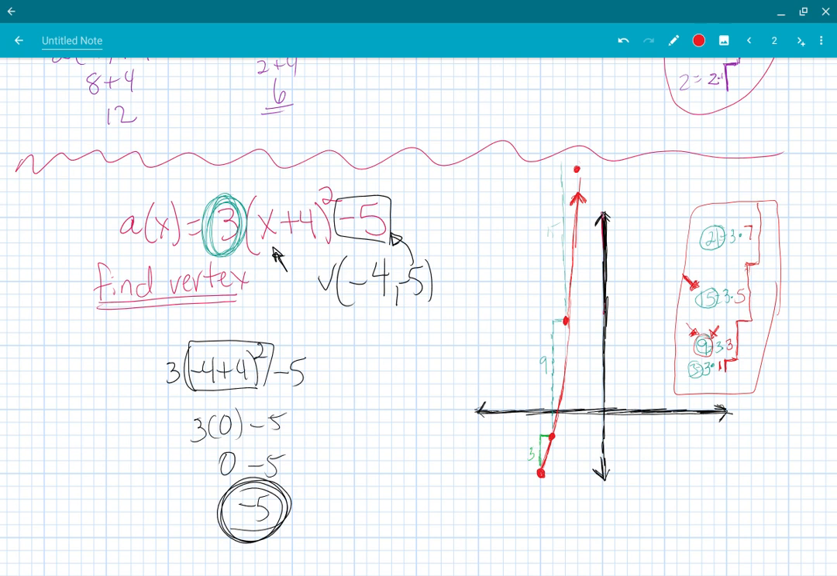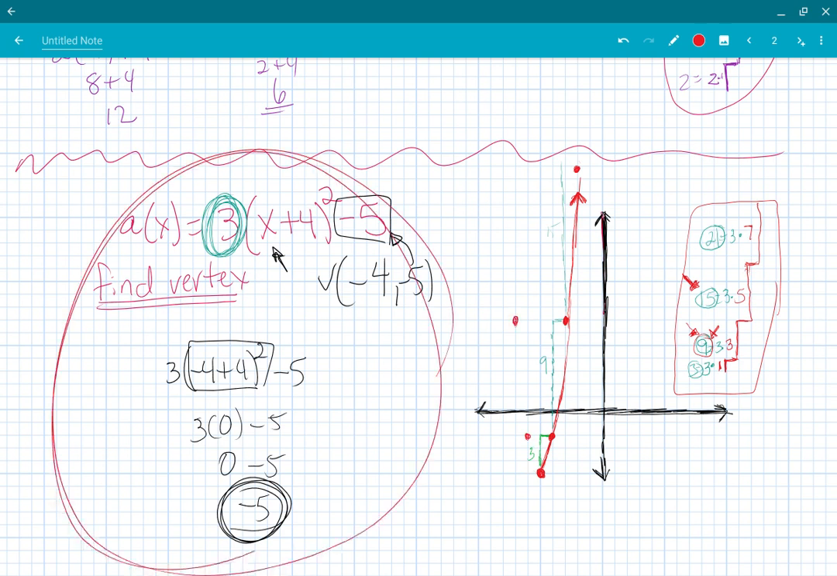Now, what about the other side? Same thing. Do you notice how I didn't really do any more math? How much math did I do? Look at this. How much math did I do? Only where?